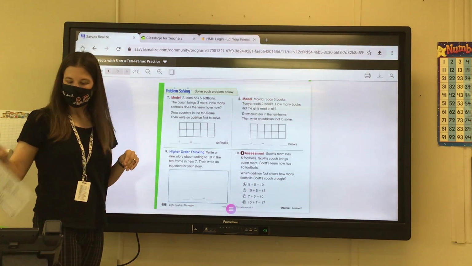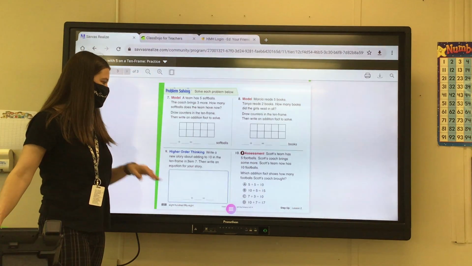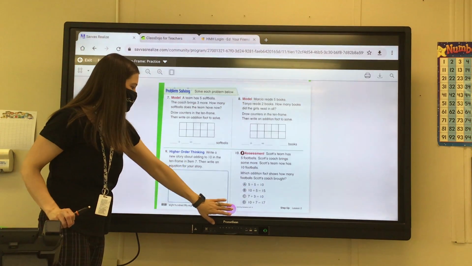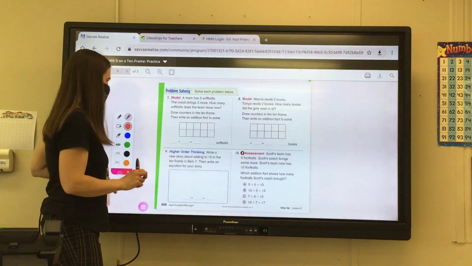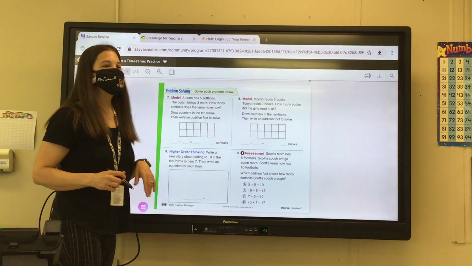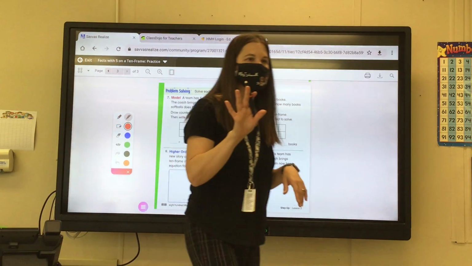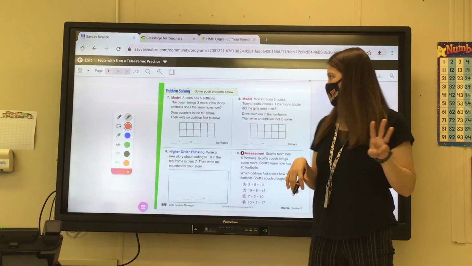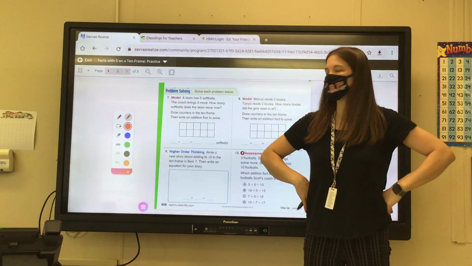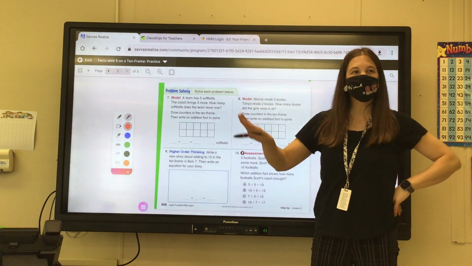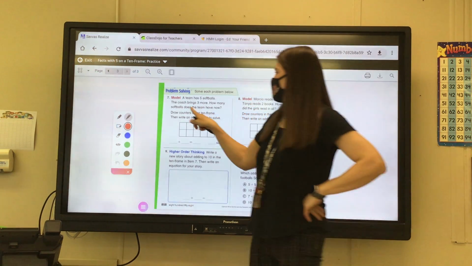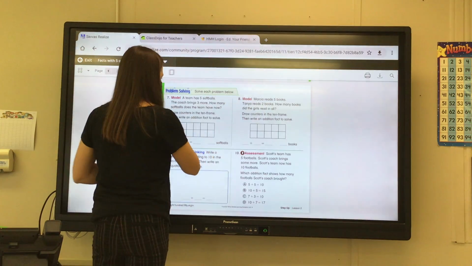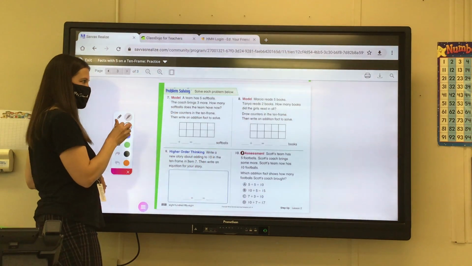Okay, now we're going to listen to some story problems. And we'll work on this together here. That way it'll be quick. A team has 5 softballs. The coach brings 3 more. How many softballs does the team have now? So we're going to use the 10 frame. First, we're going to draw counters in the 10 frame and then write an addition fact to solve.